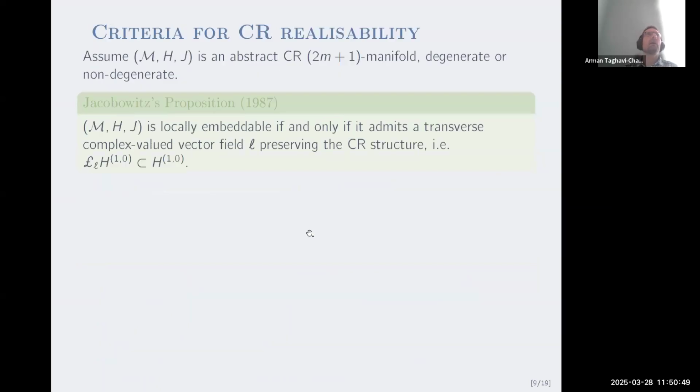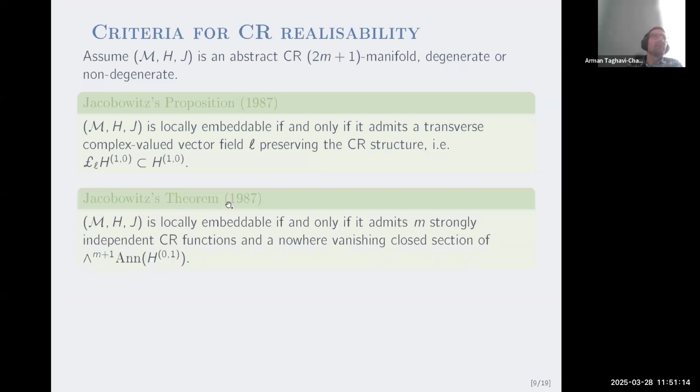Okay, so I'm a bit short of time. I should look at the time more carefully. There are various other criteria for CR realizability that were proved notably by Jacobowitz. I'll give you two here.